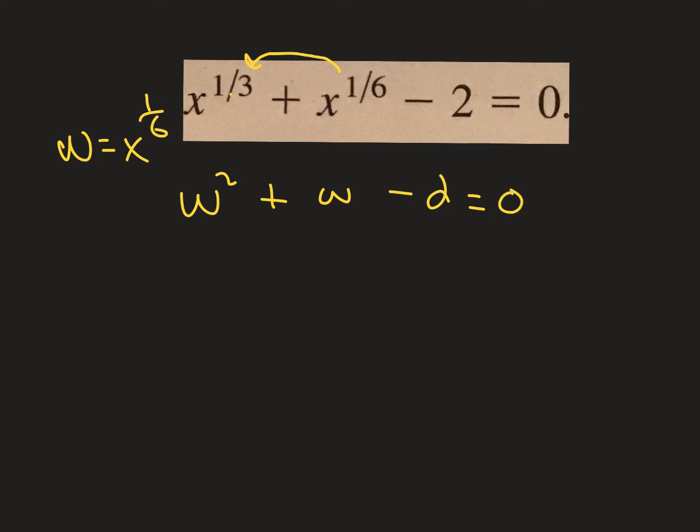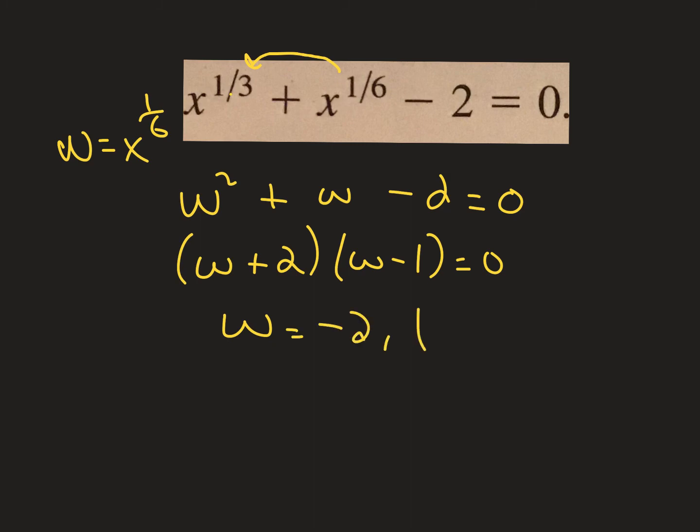And again, the only reason I'm using w is because that's what your book uses. Some books use z. Just depends on what you want to do. This is going to factor this time. It's going to be w plus 2 and w minus 1. So I get these two answers. I get negative 2 and 1. But again, that's what w equals. So x to the 1/6 really equals negative 2. x to the 1/6 equals 1.